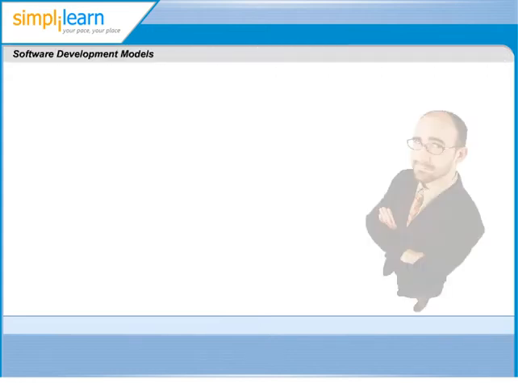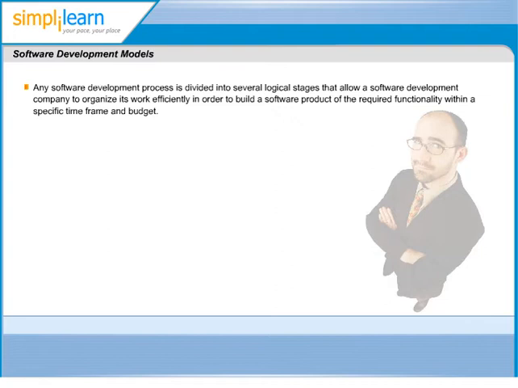What is SDLC? SDLC is an acronym for Software Development Lifecycle. Usually, any software development process is divided into several logical stages, which allows a software development company to organize its work efficiently in order to build a software product of the required functionality within a specific time frame and budget.